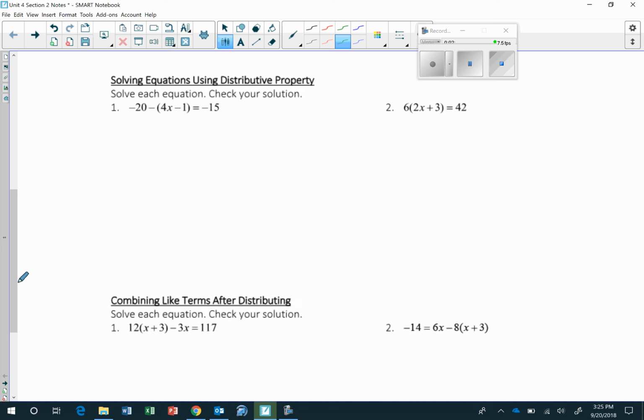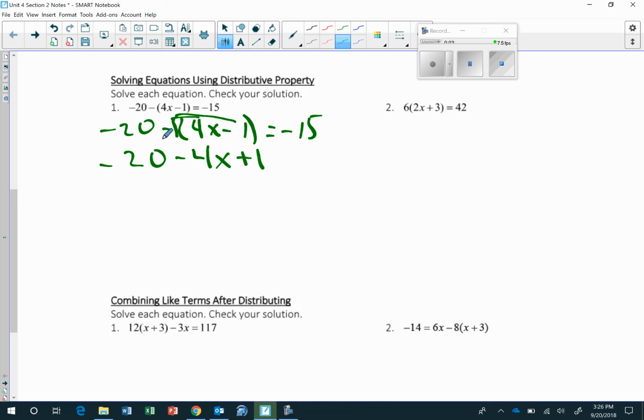So if you look at number 1, I'm going to go ahead and rewrite this. I have negative 20 minus the quantity 4x minus 1 equals negative 15. Right here where I have the minus sign, I have the ghostly 1. I have a negative 1 right there. And that's what I'm going to have to distribute to both of these. So I have negative 20. I'm doing negative 1 times 4x, which gives me minus 4x. And then I have negative 1 times negative 1, so I'll wind up with a positive 1 right there. Two negatives or two subtraction signs are going to give me a positive, and that equals negative 15. So distributive property is my first thing.